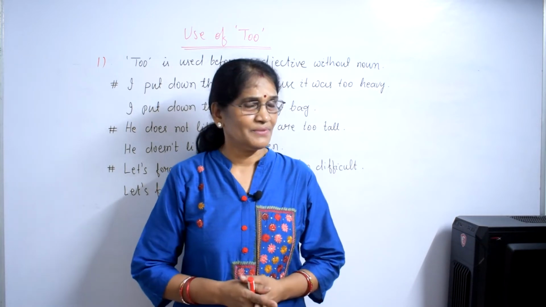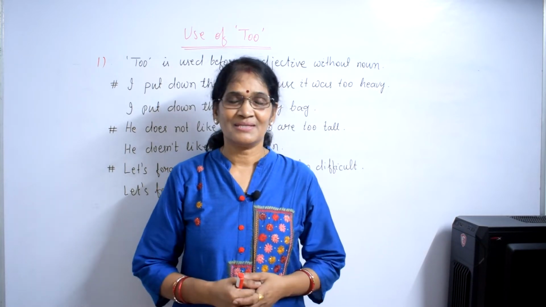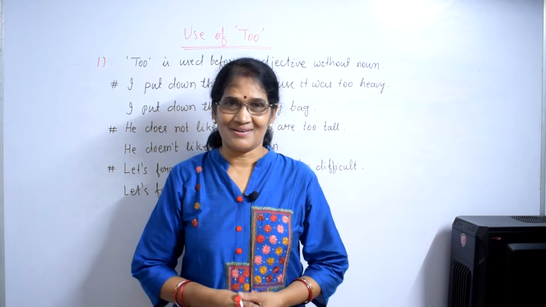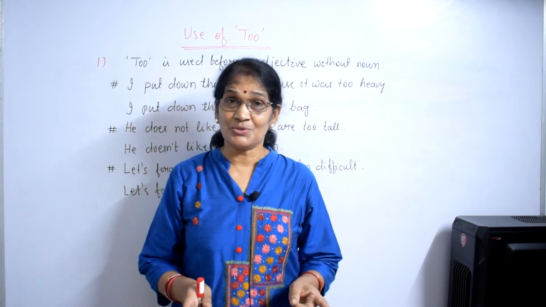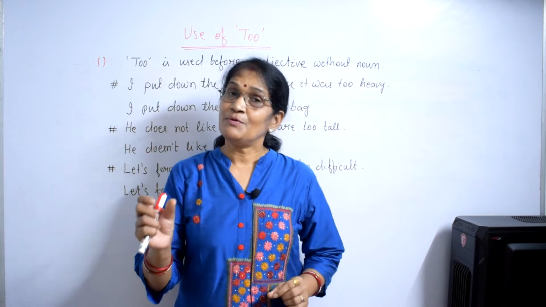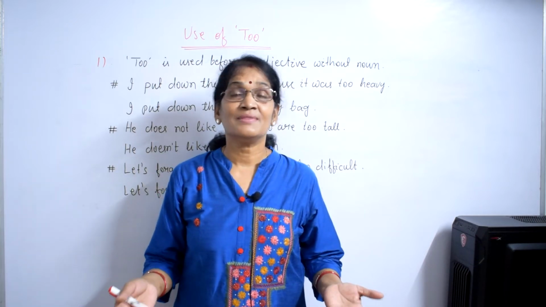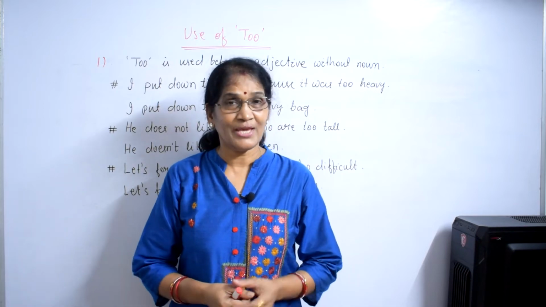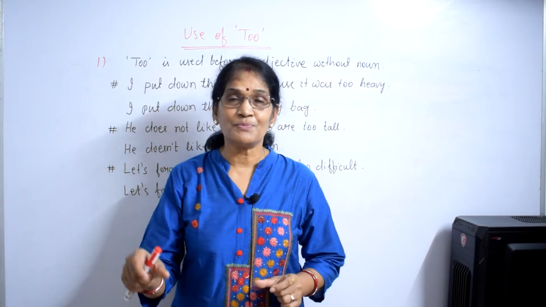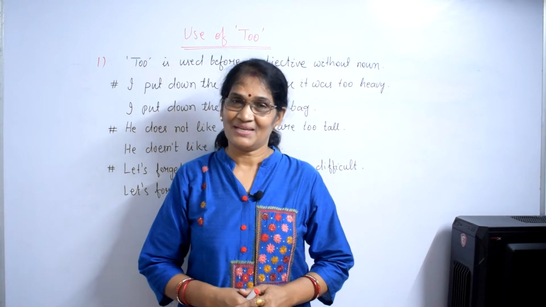For example, the girl is beautiful. She is a beautiful girl. Okay, in two ways we use beautiful. Before a noun we use an adjective. The bag is heavy. This is a heavy bag. Okay, the adjective heavy is used before the noun bag, right?